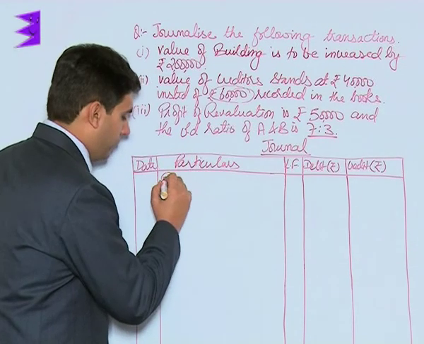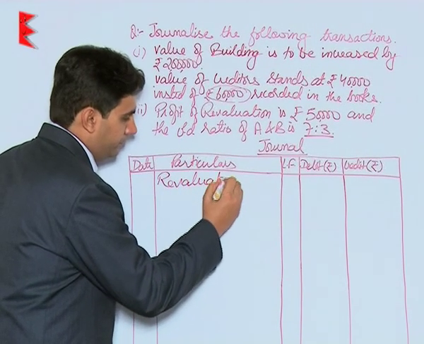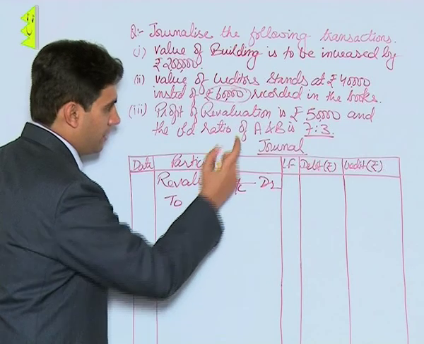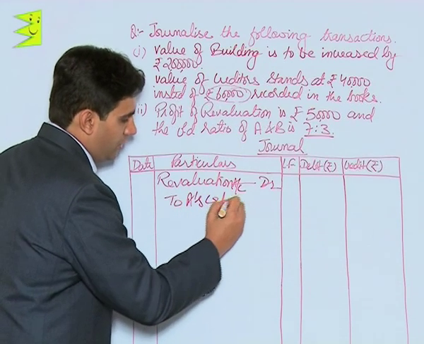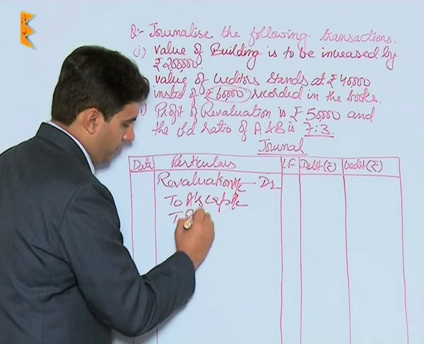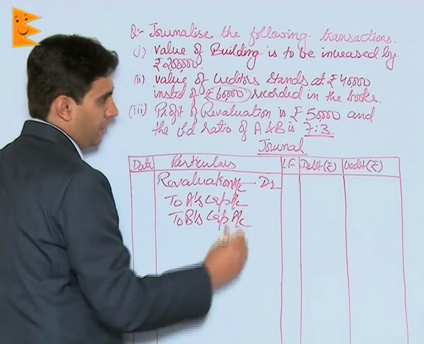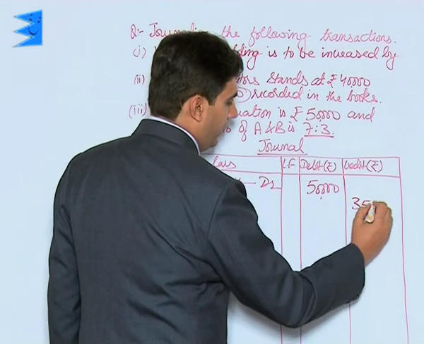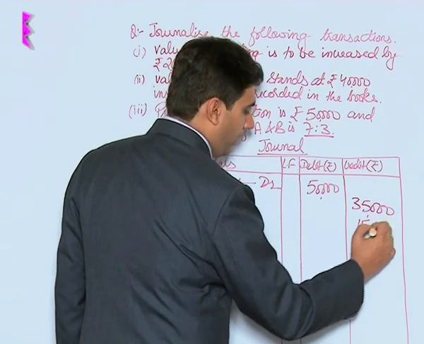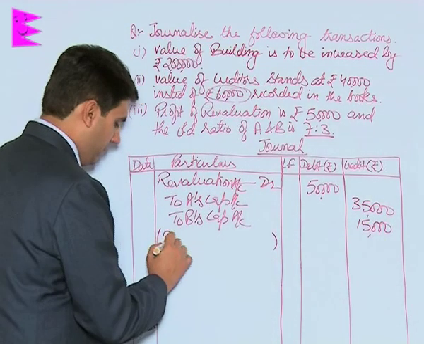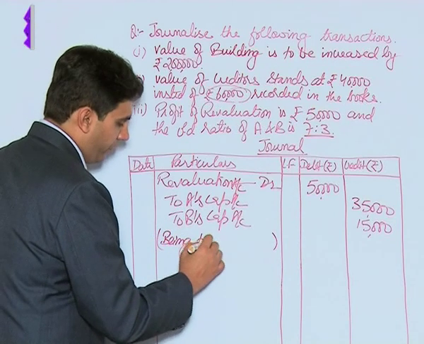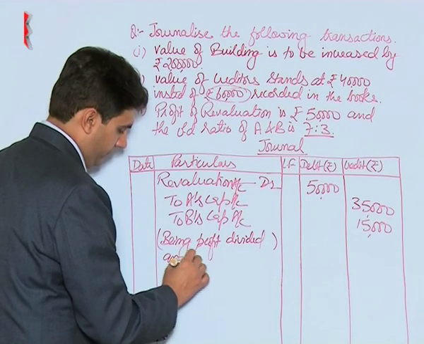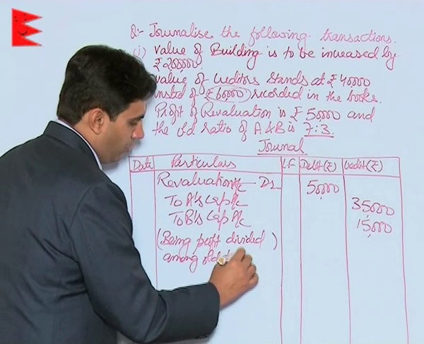The entry would be now revaluation account debited to old partners who are given to be A and B. So to A's capital, to B's capital account. 50,000 in the ratio of 7:3 means 35,000 for A and 15,000 for B. And the narration would be being profit divided among old partners in old ratio.